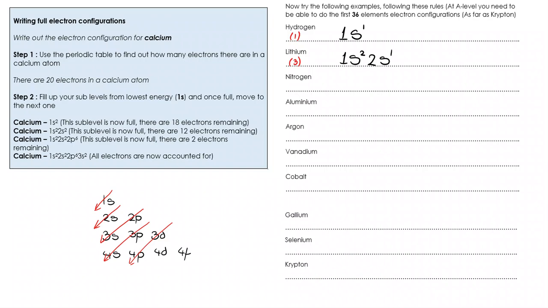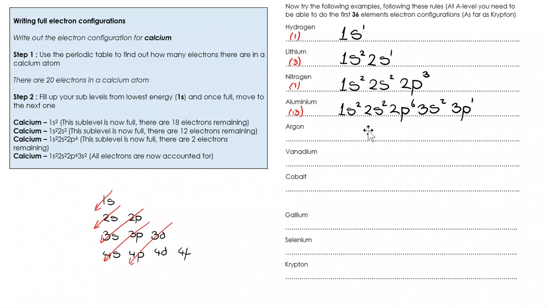Nitrogen has 7. So I put 2 in 1s, 2 in 2s, and that leaves 3 in 2p. I've gone 1s, 2s, 2p. For the next one, aluminium with 13 electrons, we're jumping up a little. We've got 1s2, 2s2, 2p6, 3s2, and then we're jumping into the 3p1.